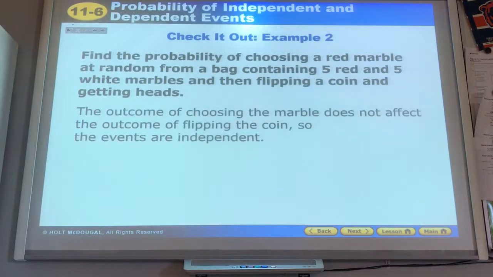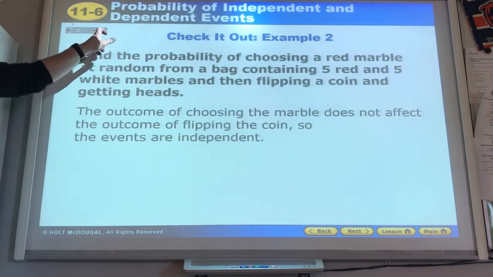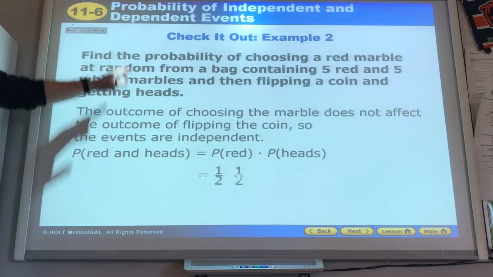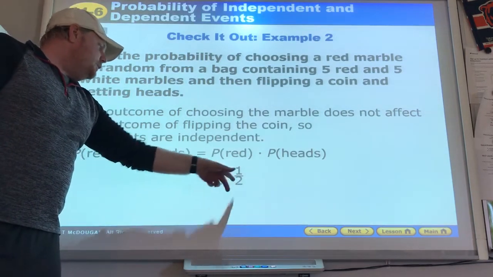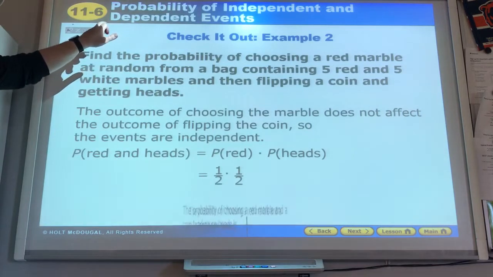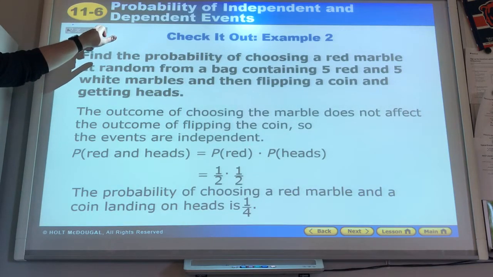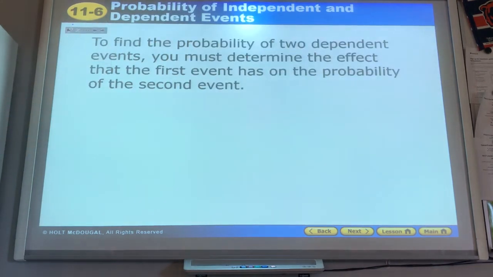Those two events are independent, so we can use what they told us. Probability of getting a red is 5 out of 10, or 1/2. Heads is 1/2. We multiply those and we get 1/4. Same answer as I did.